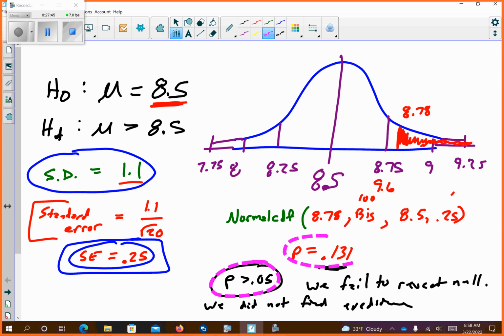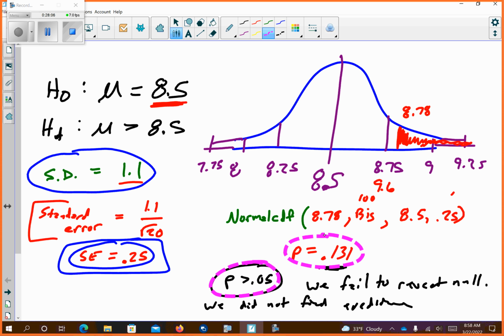And that's where this is important. Ethan? If the p-value is less than 0.05, then we find evidence to support the alternative. But if it goes over, then we fail. We don't instantly accept the null. We fail to reject.